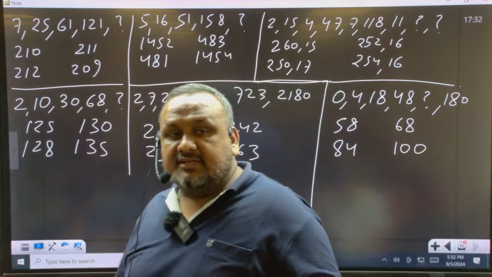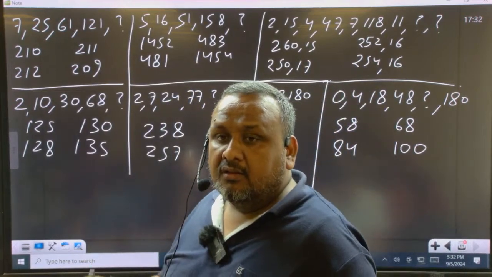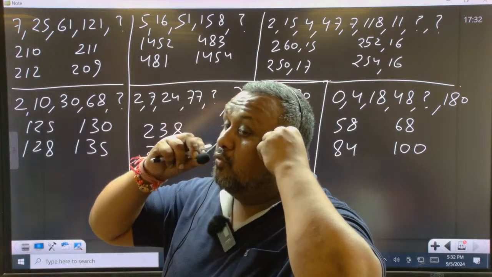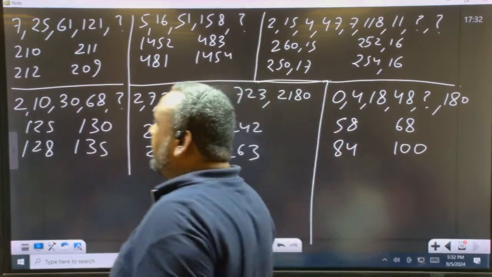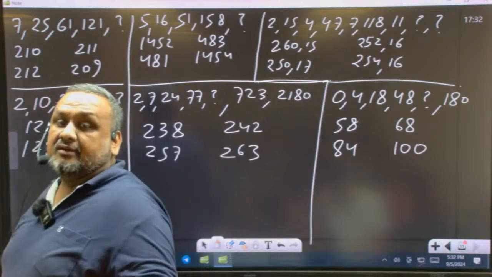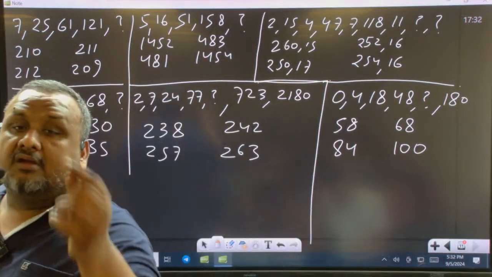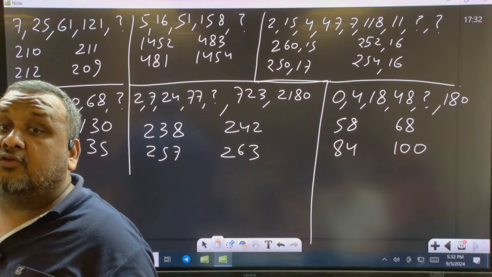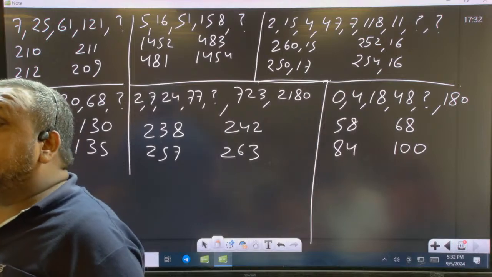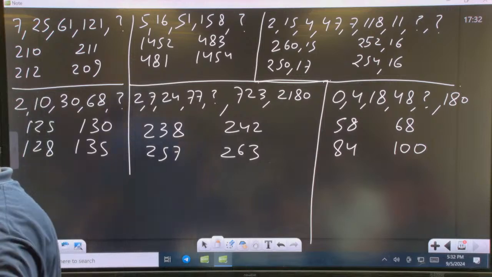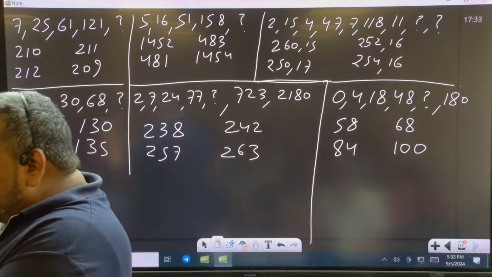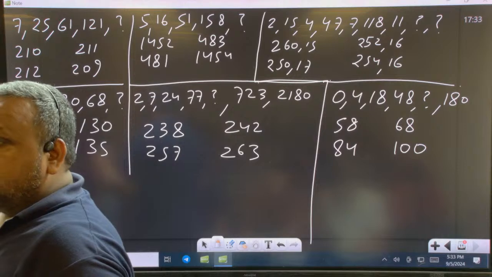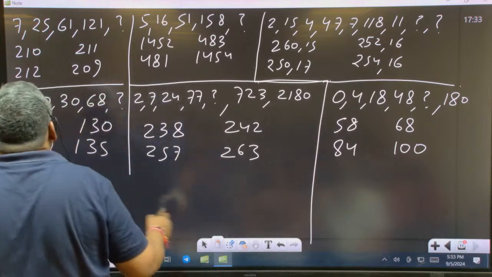The answer of the first is 211, right? 211. And again the same process. Again the first attempt is, the first number is 7, and that 7 is near to the perfect cube of 2 as well as near to the perfect square of 3. So it means the first attempt should be on powers like this.